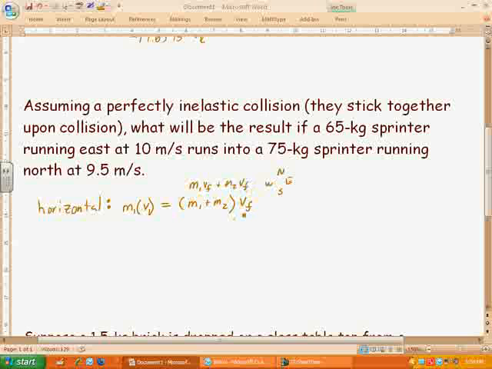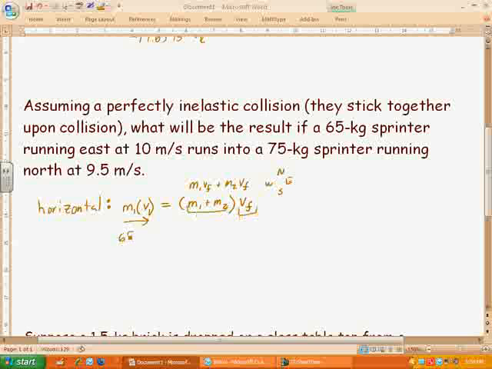Okay, so essentially we've got one runner that's going completely horizontally, and then when they run into each other, their mass is going to increase, but the horizontal momentum has to be the same. Which means obviously if the mass is increasing, the velocity is going to have to decrease. So let's look at that.